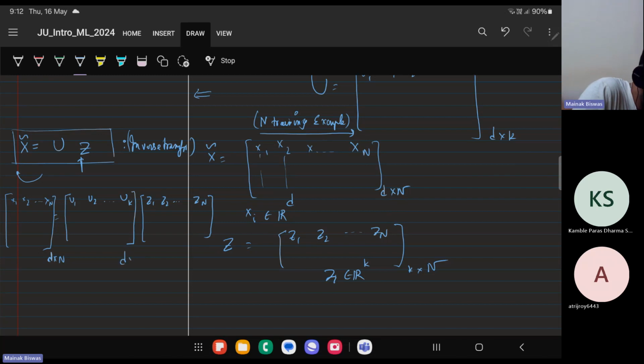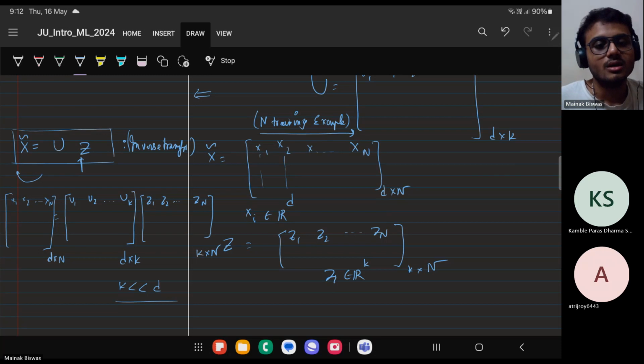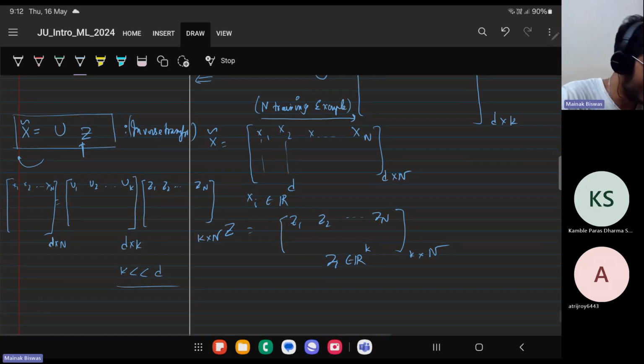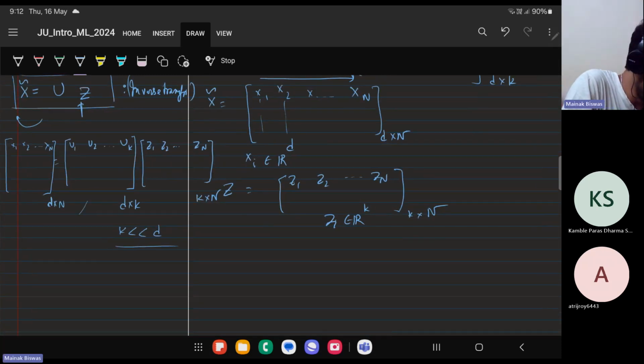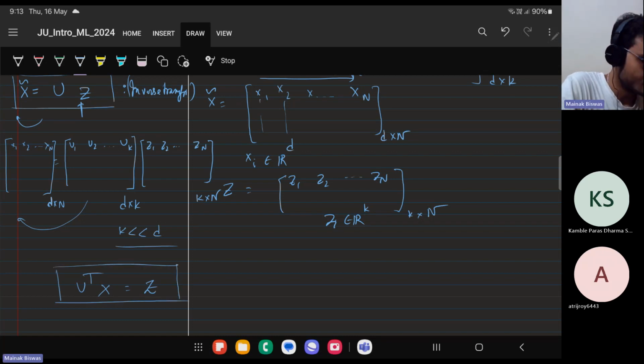Right only, na? D cross K. This is your K cross N. So see, K is much less than D. Yes or no? So the forward transformation is simply if you take U transpose of the X, that is going to give you Z. Right? U transpose U is I, yes or no?